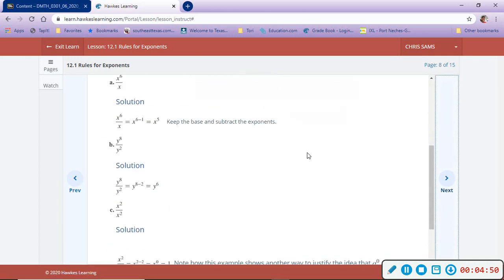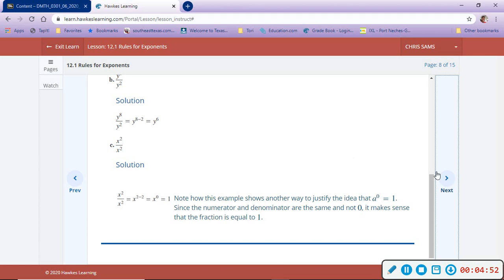So here's some examples provided by Hawks. Here is one thing to note: when you have the same base and you subtract the same exponent, 2 minus 2, you get 0. This is how we get 1. And then you can also show that with division. If you wrote out 2 x's, you just divide. And when you divide, you don't get 0, you get 1. So it'll never end up being 0.